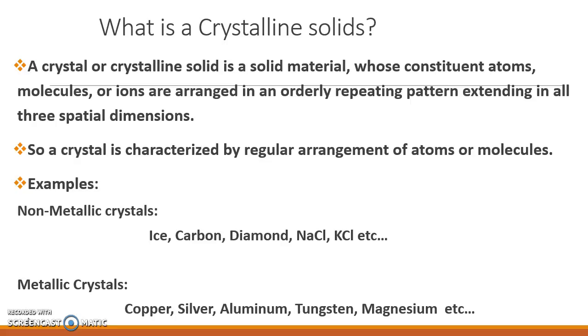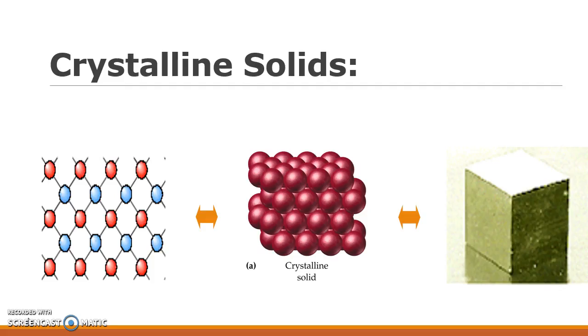So, a crystal is characterized by a regular arrangement of atoms or molecules. For example, for non-metallic crystals, I can say ice, carbon, diamond, sodium chloride, potassium chloride, etc. For metallic crystals, I can say copper, silver, aluminum, tungsten, magnesium, etc. Now, this is the crystalline solid where atoms are arranged periodically in all three dimensions.